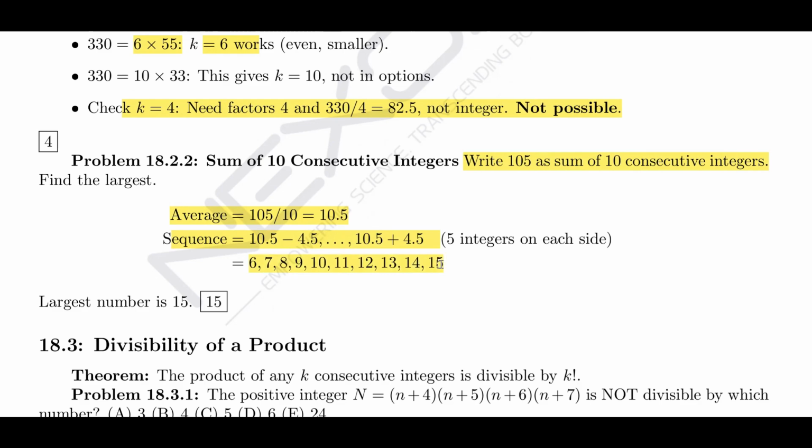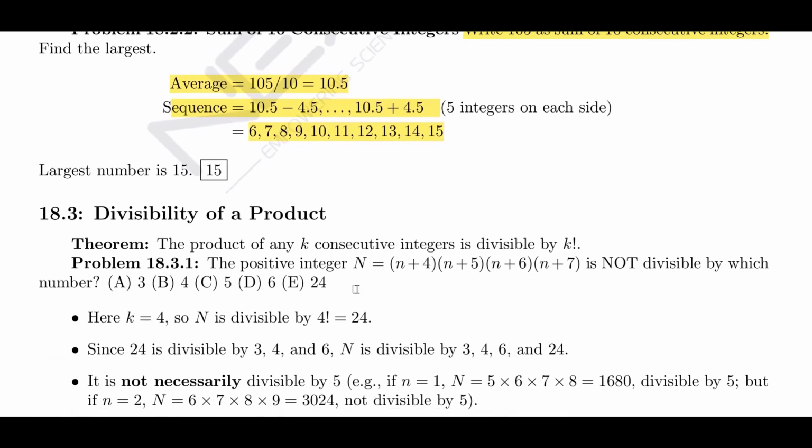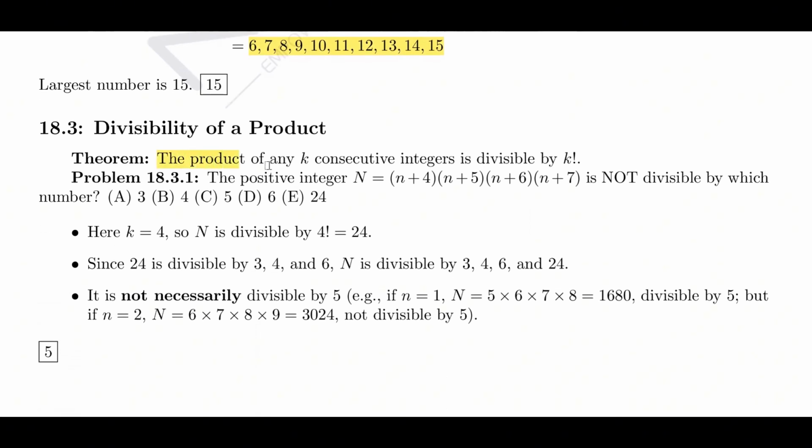Now let's talk about an interesting theorem about products. The theorem says, the product of any k consecutive integers is divisible by k factorial. Why does this hold? Think about combinations. The number of ways to choose k objects from n is n times (n minus 1) times (n minus 2), all the way down for k factors, divided by k factorial, since order doesn't matter. That formula always gives an integer. So the numerator, which is the product of k consecutive integers, must always contain k factorial as a factor. That's the reasoning.